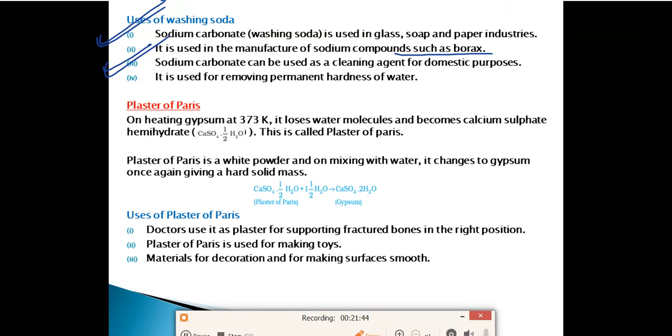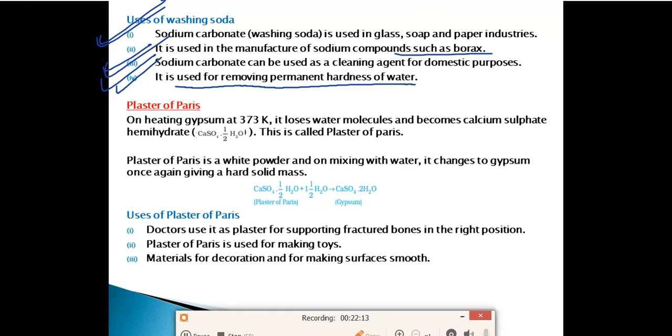Next one, sodium carbonate can be used as a cleaning agent for domestic purposes. In our house, for washing clothes, for cleaning floors, tiles, etc., we use washing soda. It is used as a cleaning agent in our houses. Next one, it is used for removing permanent hardness of water. It is a very important point. Washing soda is used to remove permanent hardness of water.